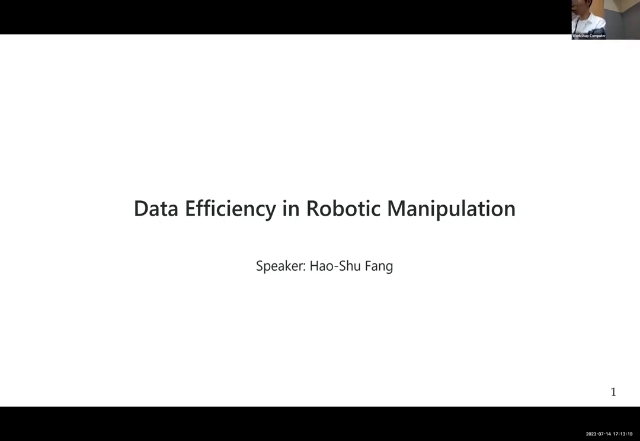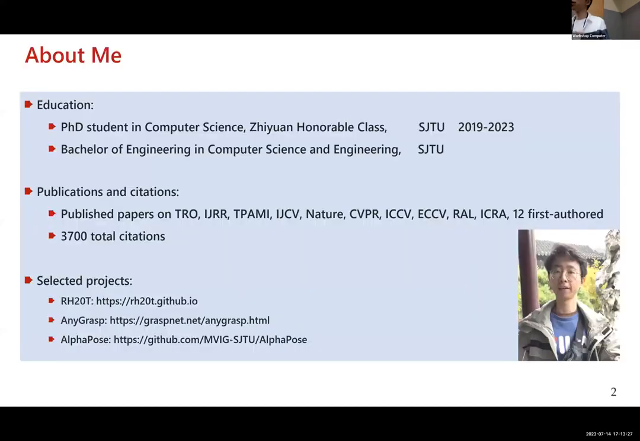And today I will give a talk on the topic of data efficiency in robotic manipulation. I'm Hao-Shu Wang, so Yuzhe has introduced me a little bit. And one thing I want to mention is that I have several representative projects, that is RH20, UniDexGrasp, and AlphaPose, and I will introduce them later.